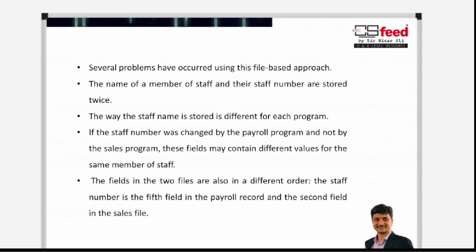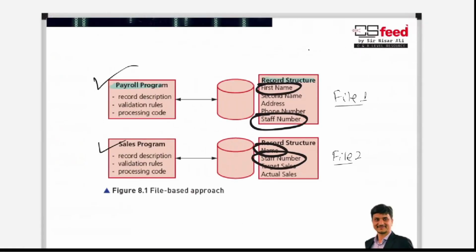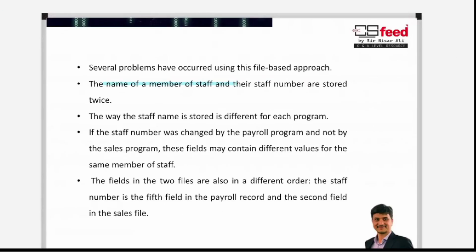So what kind of problem have we just seen? If the name of a member of staff and their staff number are stored in one file used by one application, and another application is to store the same data, like here you have seen the staff number and first name, the other application again has to store the same data, name and staff number. So this is duplication. This creates a problem: the data is stored twice.